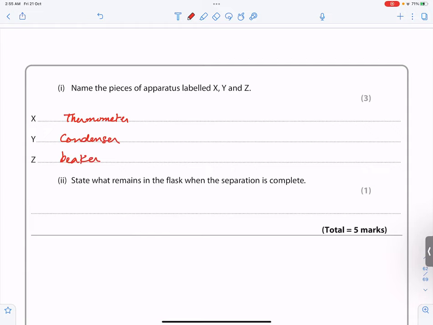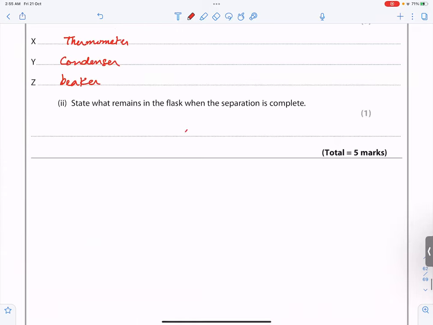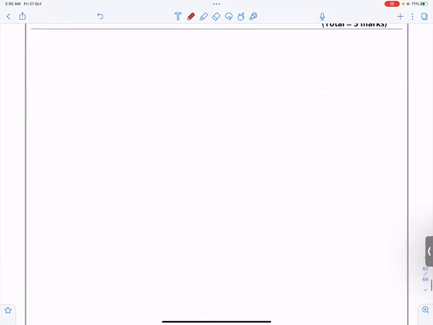State what remains in the flask when separation is complete. When you do evaporation and boiling of the water, what remains here? It is the salt. So what remains inside the flask is the salt.